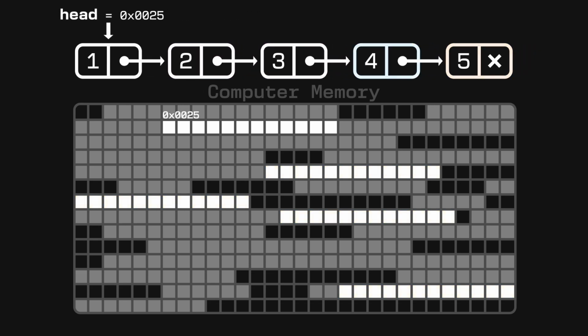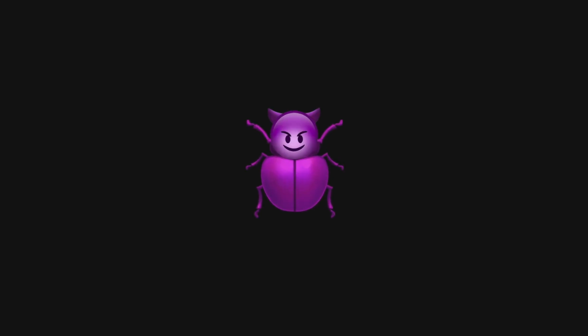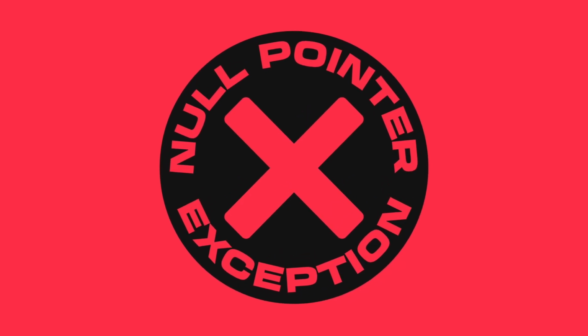Even though 2 nodes might be right next to each other within the linked list, in memory they could actually be very far apart. We have no way of finding where, say, the 5th node in the sequence is, except for following the pointers from the 1st, 2nd, 3rd, and 4th nodes. Remember when I said our insertion and deletion algorithms had a sneaky bug hiding in them? Well, that bug is the infamous, the terrible, the null pointer exception.